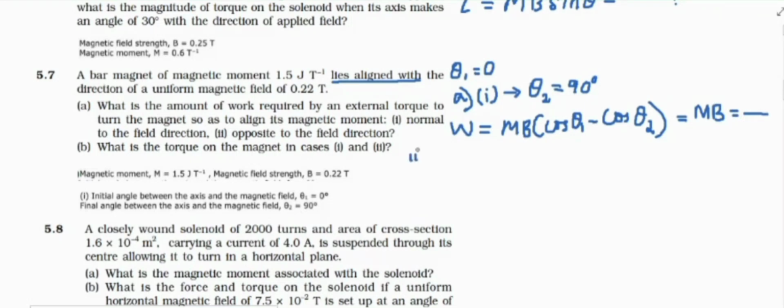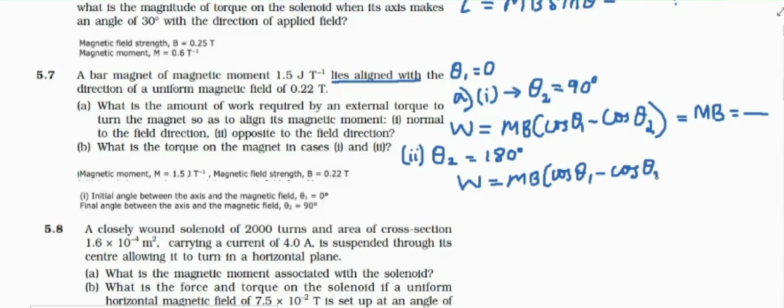In the second case, the value of theta 2 is equal to 180 degree. Therefore, W is equal to MB into (cos theta 1 minus cos theta 2). And cos 180 is negative 1. So you will get the answer 2MB. Substituting, you get the answer.